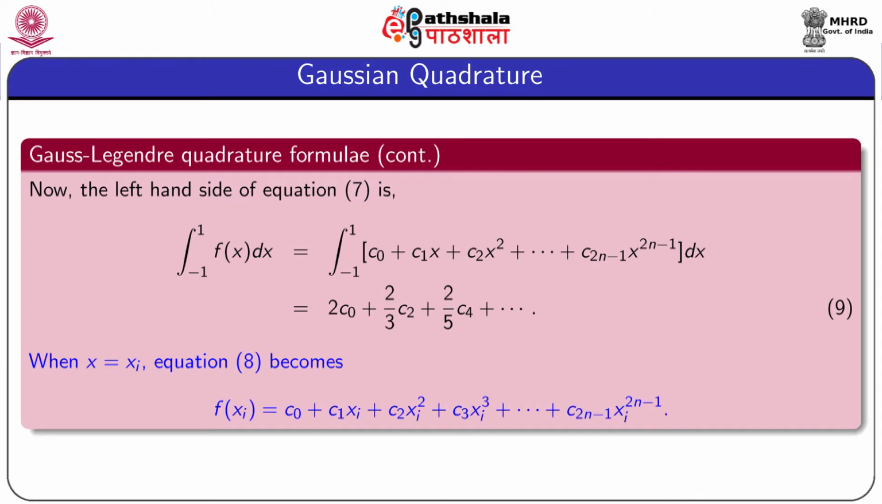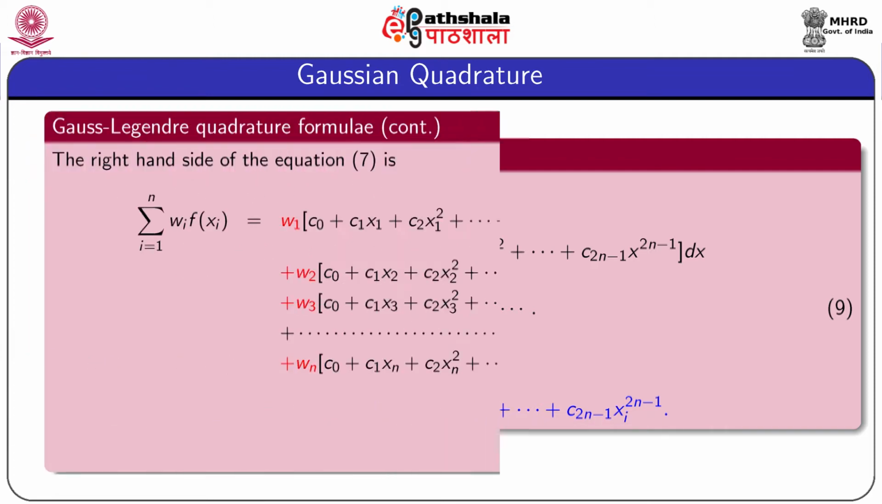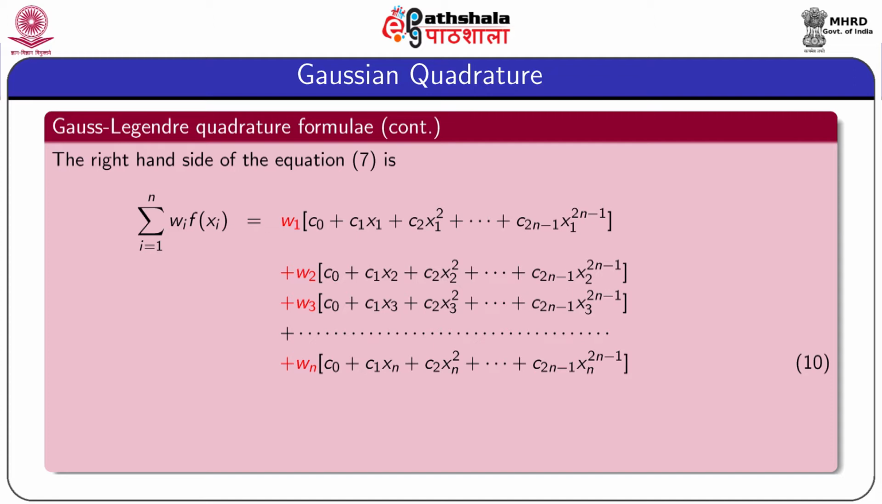And when x equal to xi, equation 8 becomes f of xi equal to c0 plus c1 xi plus c2 xi square plus dot dot dot plus c2n minus 1 into xi to the power 2n minus 1. Now, the right hand side of equation 7 is summation i equal to 1 to n wi f of xi. After expanding this expression, we get w1 into f of x1 plus w2 into f of x2 plus w3 into f of x3, and lastly wn into f of xn.